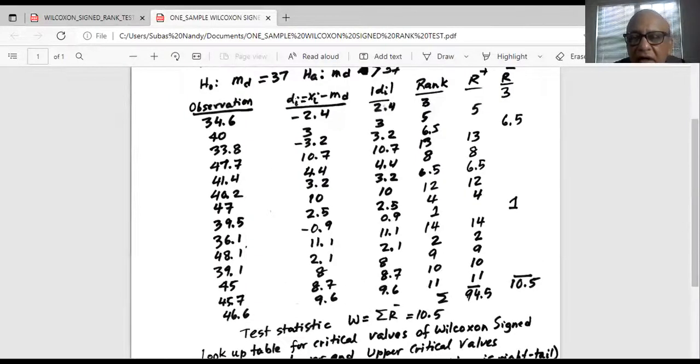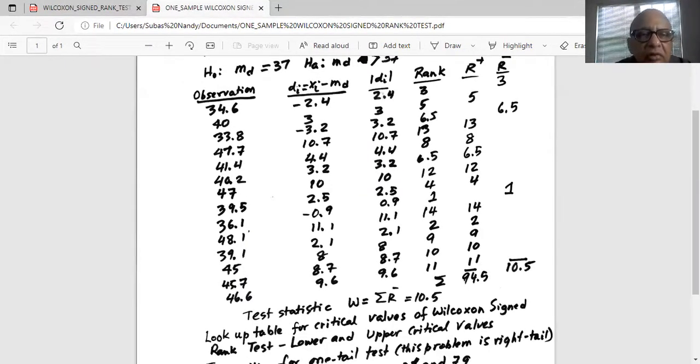Next, I convert these differences into absolute differences. Notice the two vertical lines around Di in the third column heading. That means the negative differences will become positive, because I'm doing the absolute differences. Remove the negative sign. Then I rank these differences starting from the lowest one to the highest one.